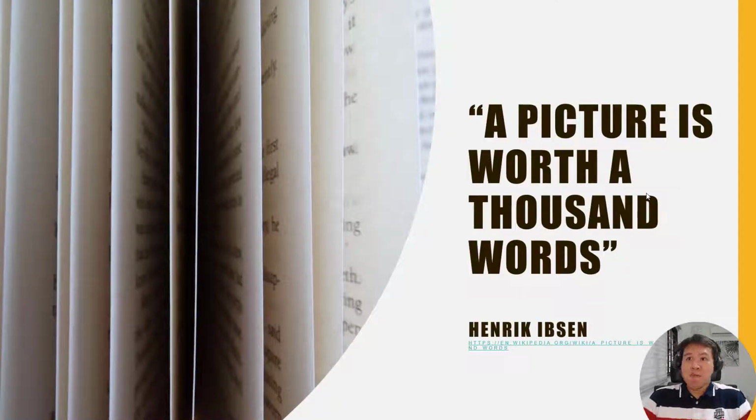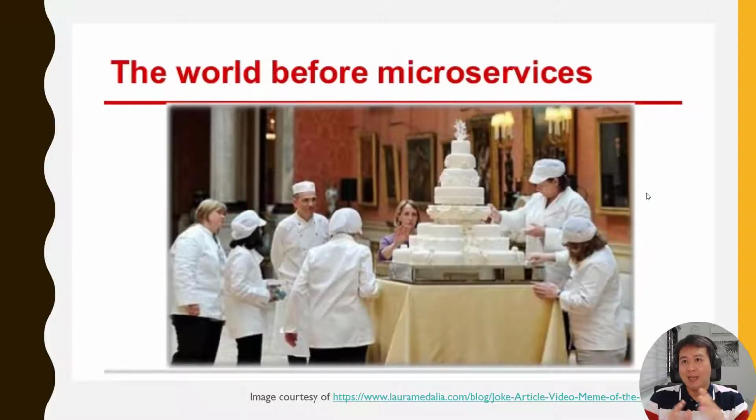Okay, I'm a firm believer of this quote from Henrik Ibsen stating that a picture is worth 1,000 words. And I always like to use analogy to explain something, especially something that is rather complicated. To illustrate microservices, here's what I think the world before microservice looked like. I'm using this delicious multi-tier wedding cake as an analogy.